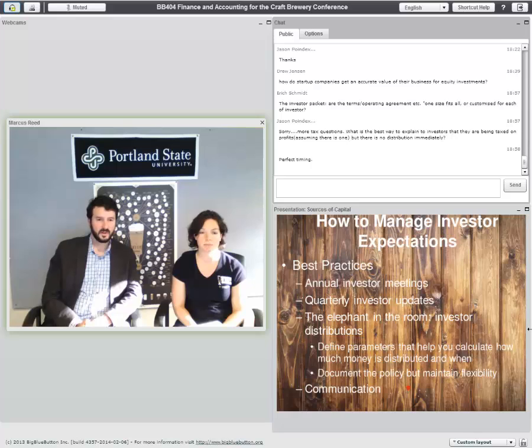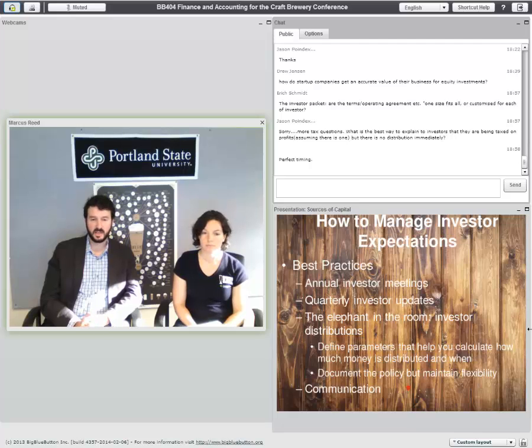All right, and Eric asked about the investor packet of the terms, the operating agreement: one size fits all, or customized for each investor? Generally, it's going to be one size fits all, but that doesn't mean it can't be customized. We've done some deals where you'll have one investor who's putting in a lot more money than other investors, and maybe they get some kind of sweetheart deal because of that. Maybe they get different lien rights on your property, on the assets for a loan. Maybe they get some kind of preferred distribution. But in general, the terms of the operating agreement are going to apply to everybody equally.